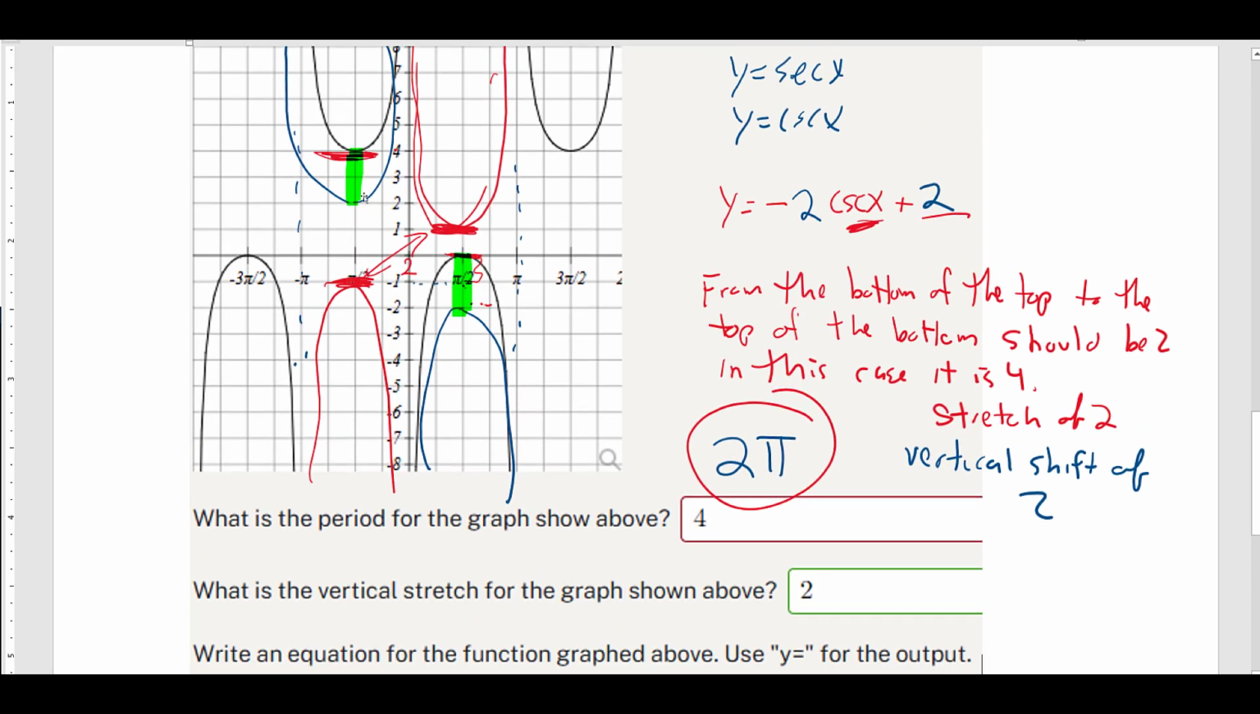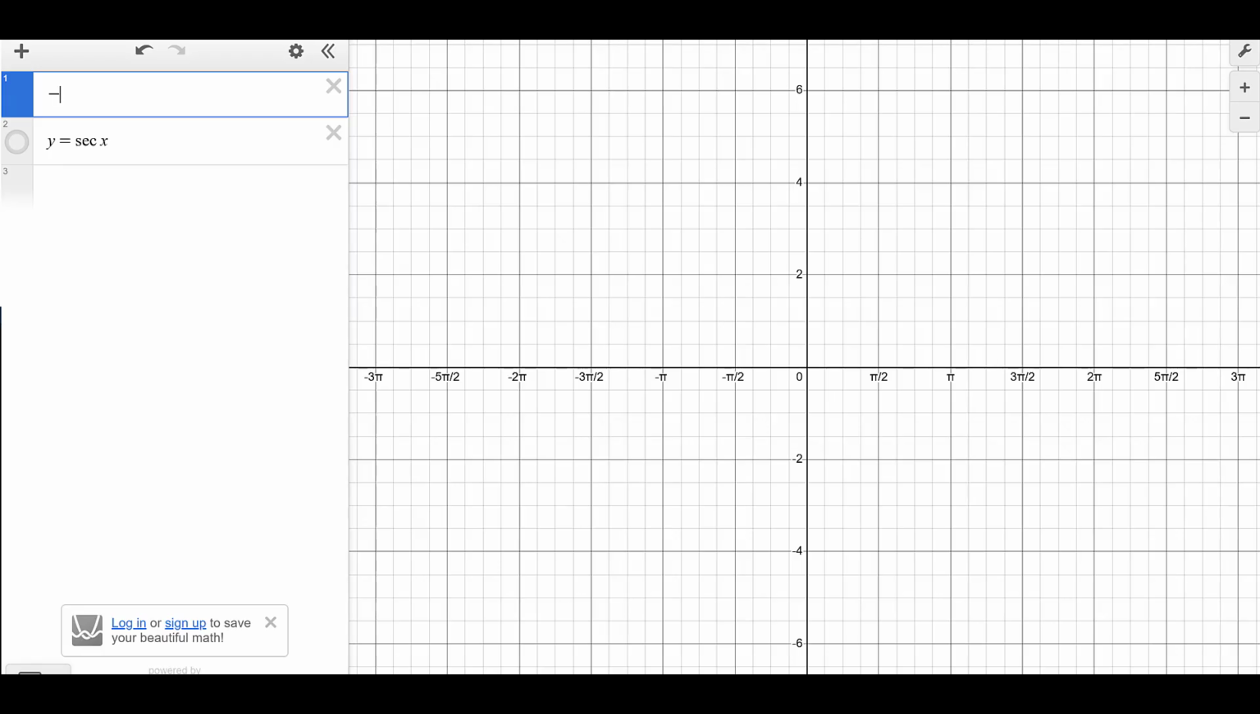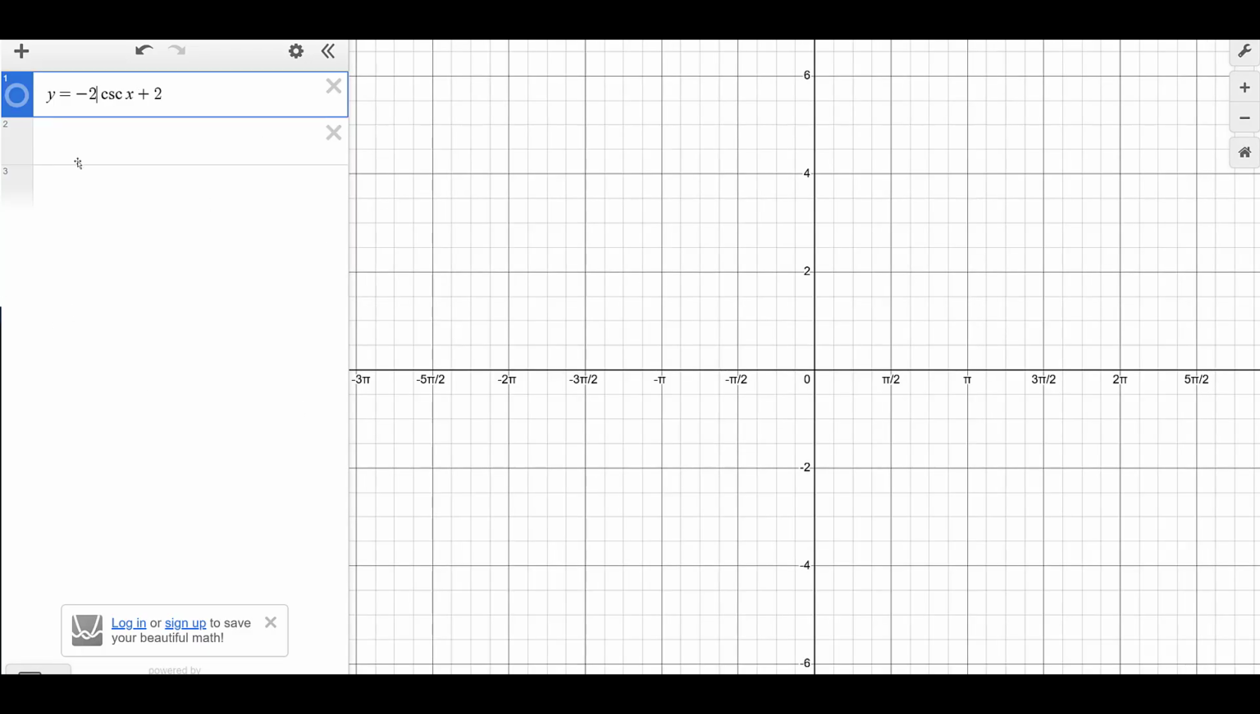So a little bit complicated there. Sometimes you have to play around with the numbers a little bit, but you can play with this on Desmos if you wanted to. Like if I went back to Desmos and said y equals -2 cosecant x plus 2, and I don't know what just happened to everything. Oh, I turned it off there.